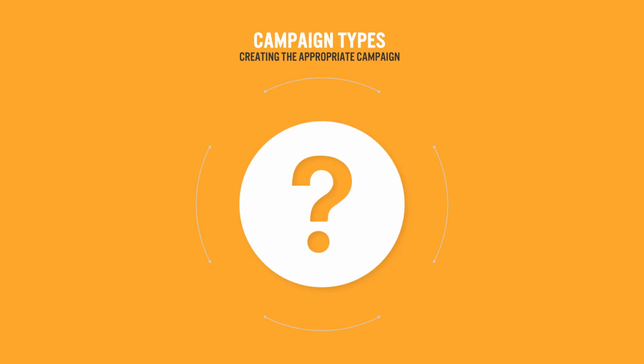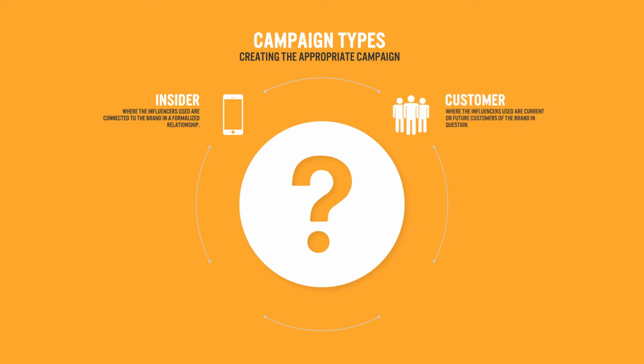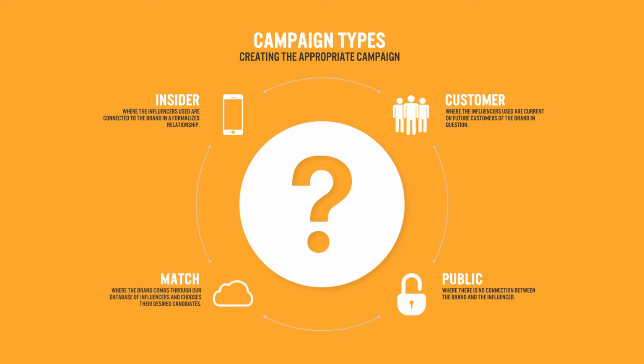Crowdfluence has a number of different campaign types to allow brands to create the kind of campaign that makes sense for the product in question. Insider campaigns, where the influencers used are connected to the brand in a formalized relationship, such as employees of a company, volunteers on a political campaign, etc. Customer campaigns, where the influencers used are current or future customers of the brand in question. Public campaigns, where there is no connection between the brand and the influencer whatsoever. And finally, match campaigns, where the brand combs through our database of influencers and chooses their desired candidates to allow them to participate in a particular campaign.